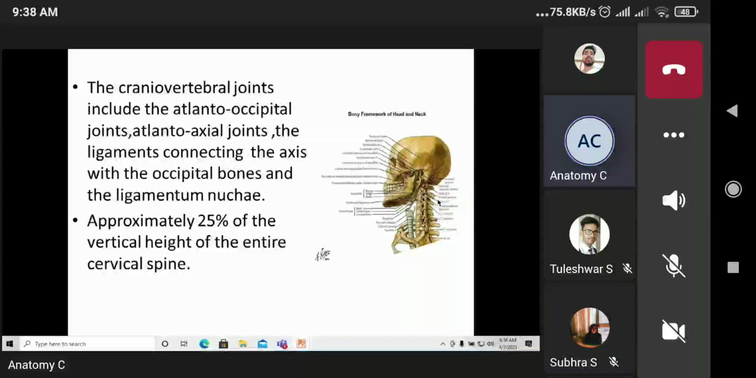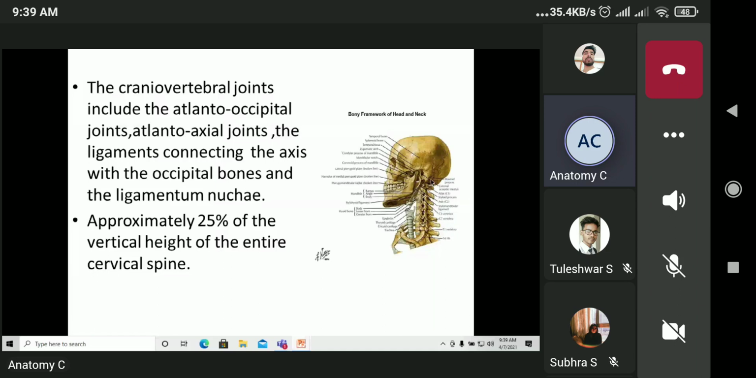Axial joints, the ligaments connecting the atlas and axis. Atlas means the first cervical vertebra, and axis is the second cervical vertebra. And it's connecting with the axis and the occipital bone. So atlas and axis with the occipital bone, and there are numerous ligaments and the ligamentum nuchae. Approximately 25% of the total vertical height of the cervical spine will be occupied by this craniovertebral joint.